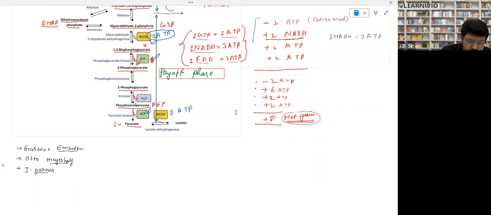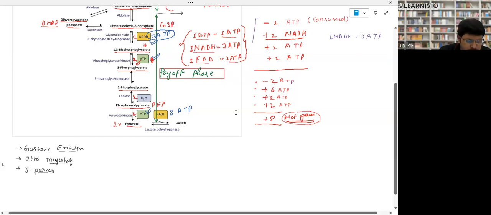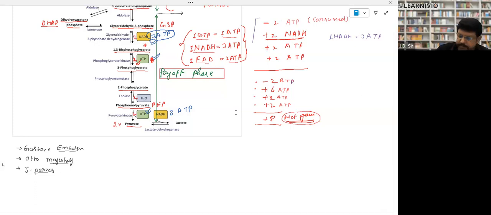It is also called EMP pathway because it was discovered by three German scientists: Gustav Embden, comma, Otto Meyerhof, and J. Parnas, in 1930. Full stop.